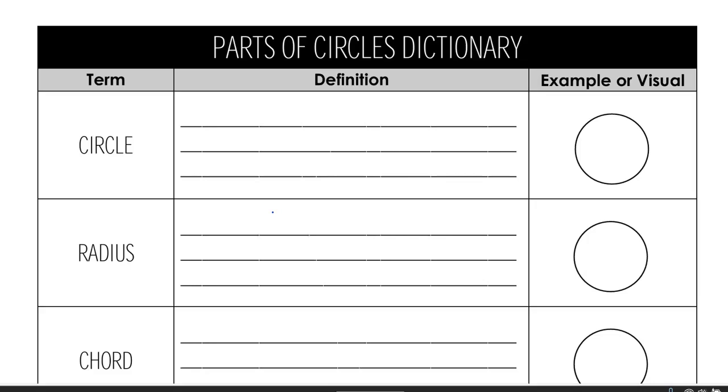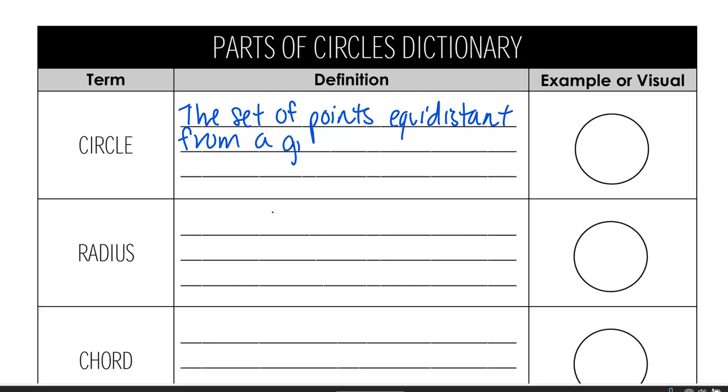A circle is defined as a set of points that are equidistant, that means equal in distance, from a given point, which we call our center. So for a circle, we have a center, we're going to call that P. So this would be called circle P. We name it by its center. And it's really just a set of points that are equidistant from that center point, and they make up this circle.